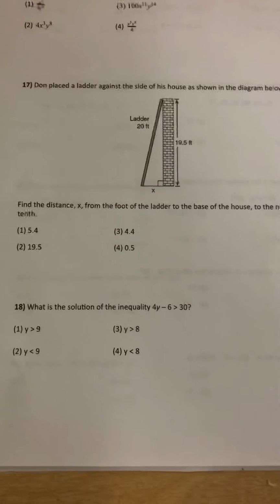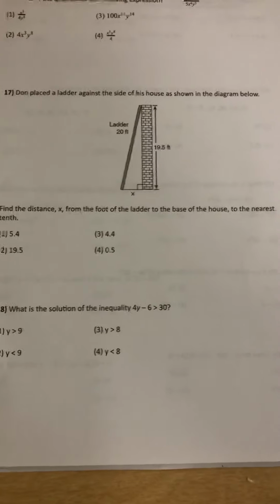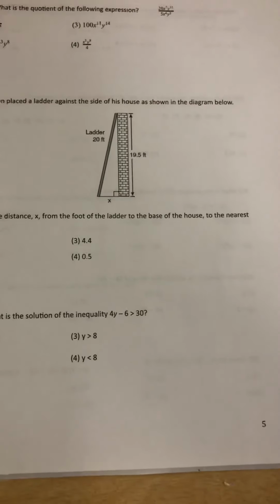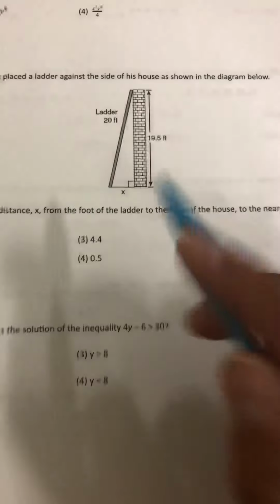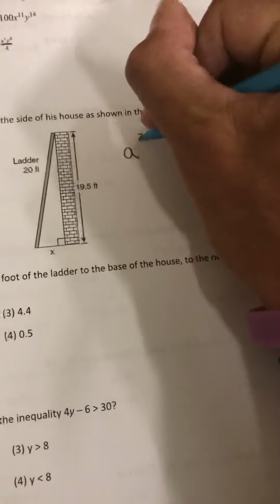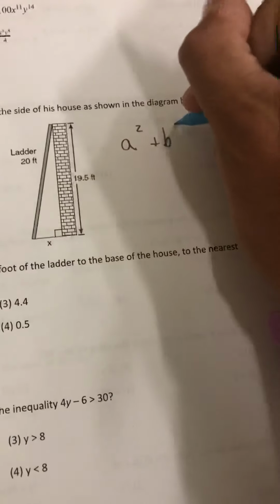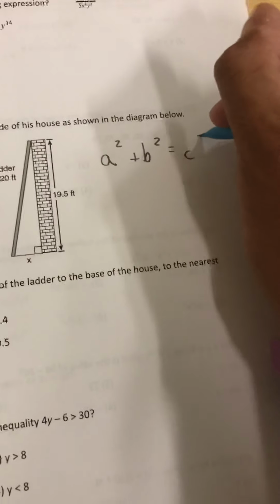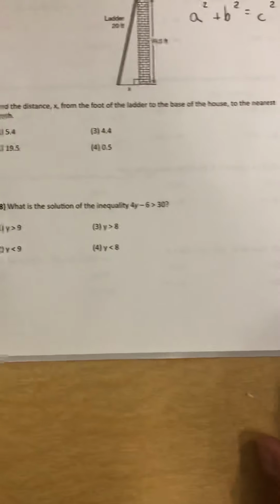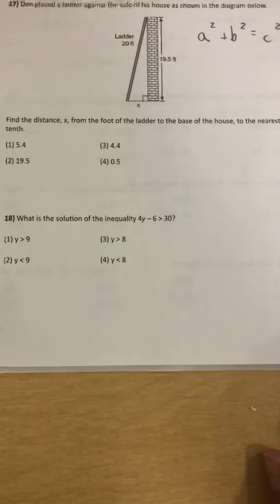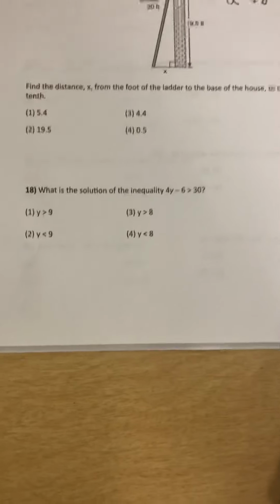For number 17, it says Don placed a ladder against the side of a house as shown in the diagram below. Find the distance of x. So for this one, this is a right triangle. You are going to use the Pythagorean theorem again, and then select your answer. Make sure you round to the nearest tenth.